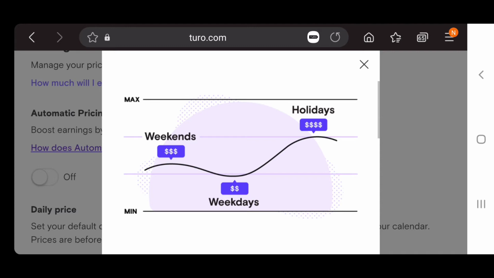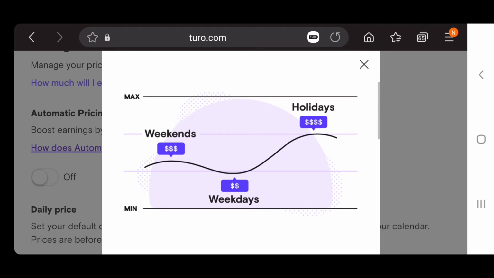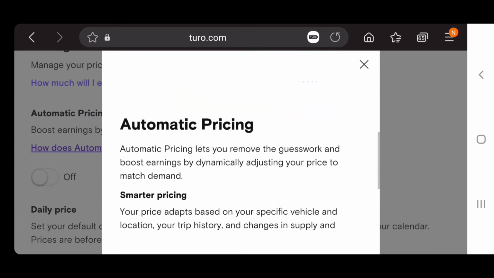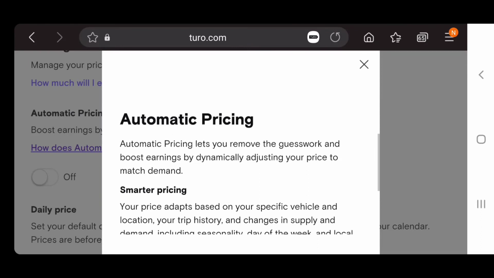So Turo, since it is a marketing platform for the most part, understands how many inquiries and requests they're getting, and how many people are liking and requesting a car on Turo. So they actually have data that you get furnished for free. All this information is furnished and you get it.